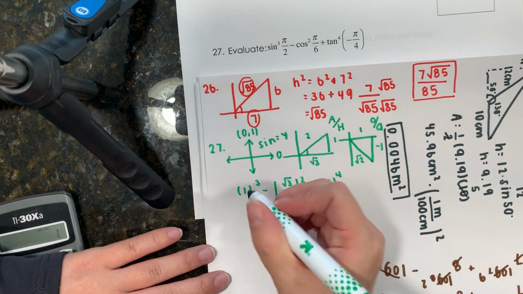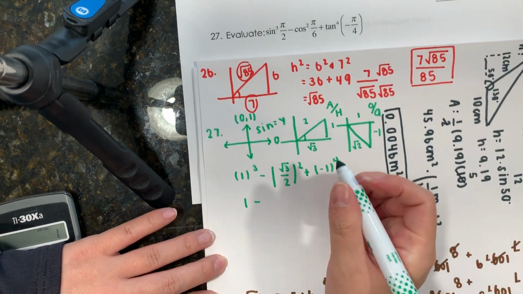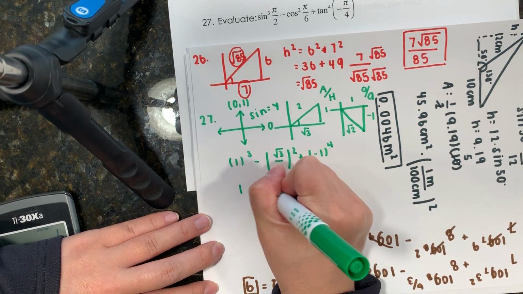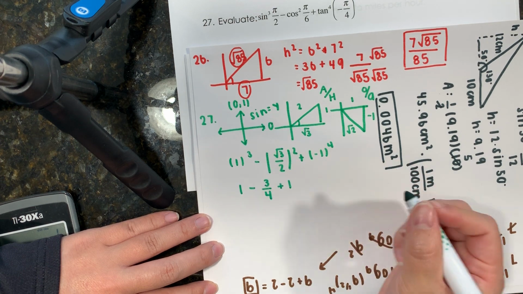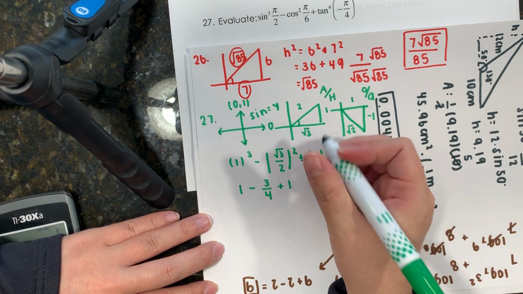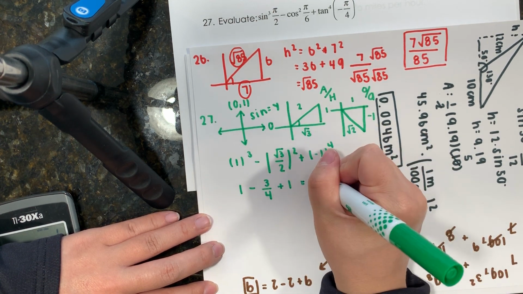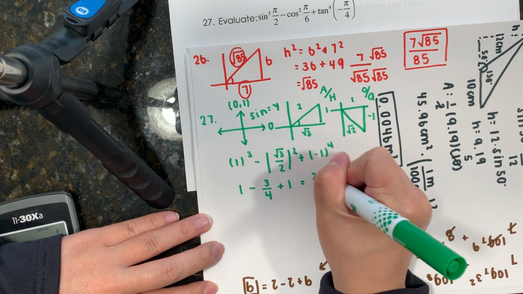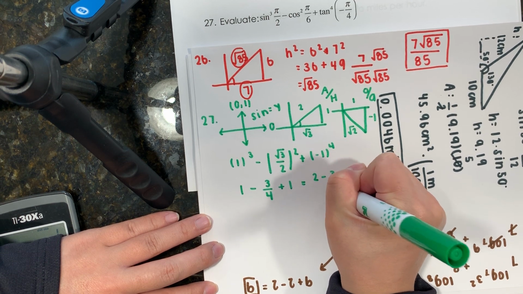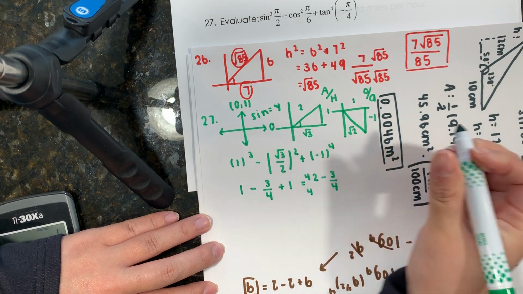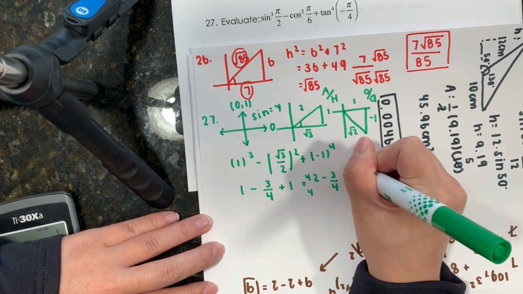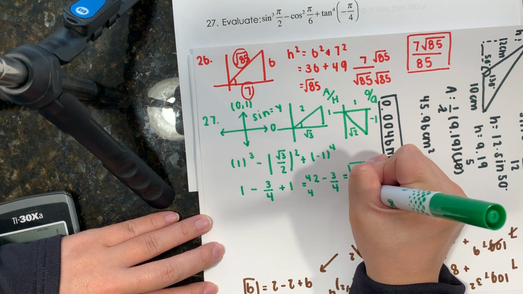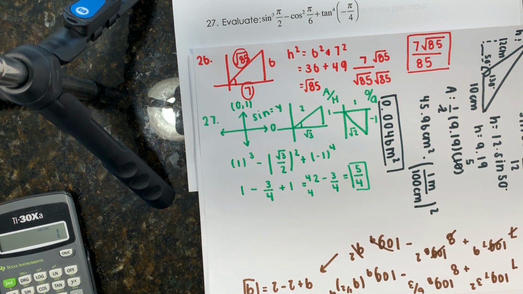So 1 to the 3rd is 1, square root of 3 over 2 squared would be 3 over 4, and then plus 1. So that would really be 2 minus 3/4. Common denominator would be 8, minus 3 would be 5 over 4. And that would be your result for number 27.